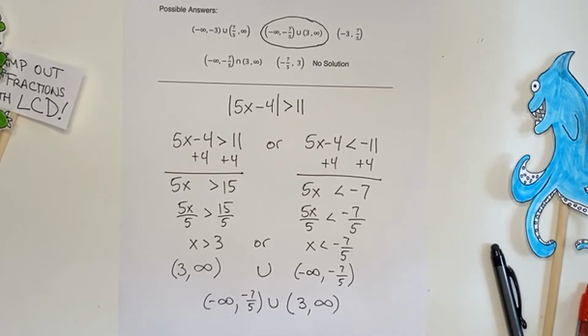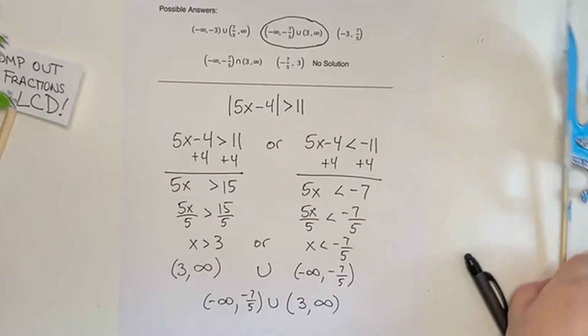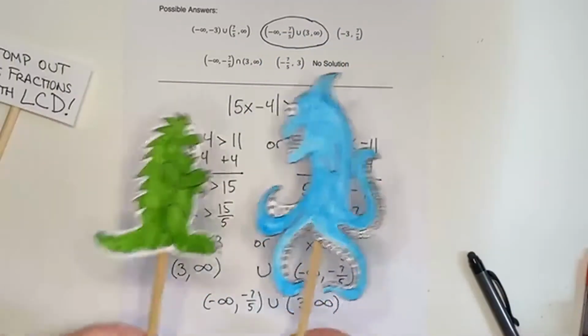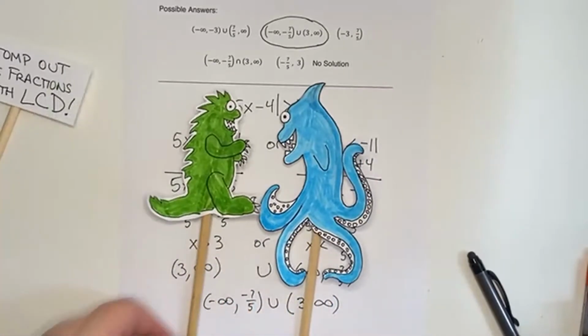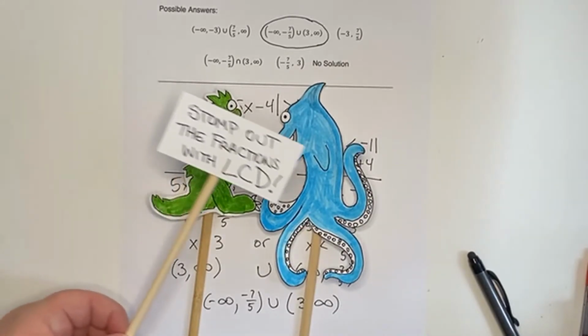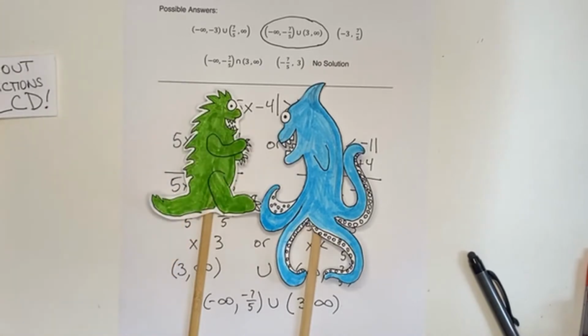Woohoo, you're awesome. Congratulations. We made it in under 30 minutes. Yay, dance party, dance party. Okay, math on, guys, math on. Dance lots. Have a good day. Remember to get some exercise, eat your vegetables, get some sleep. Don't stress so much. Laugh a bit. Stomp out the fractions with the LCD. Woohoo.